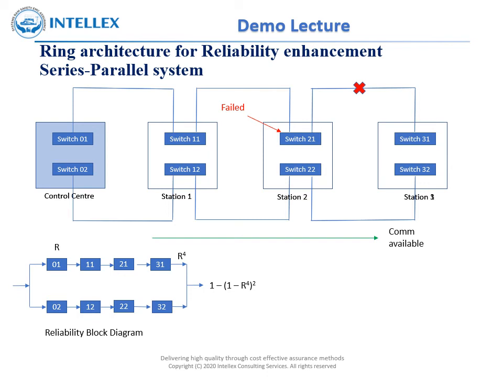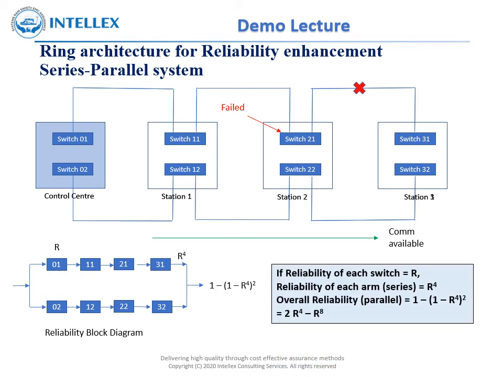In the RBD, each arm represents one path of the communication system. Assuming that each block of the RBD is independent, that is, there are no common cause failures between the blocks, and also assuming for simplicity that reliability of each block is R, the reliability of each arm will be R to the power 4. The overall reliability of the RBD or the communication system can be calculated by probability theory, and this will be as shown in the expression.